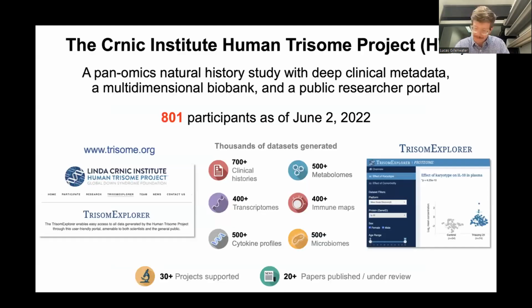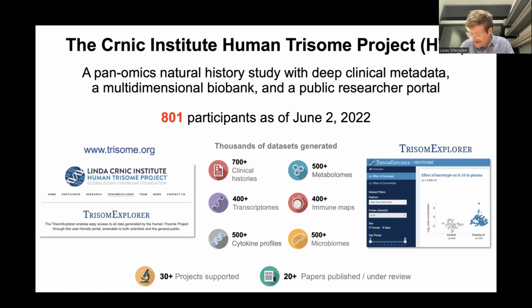types of data. And the Linda Crnic Institute at this campus, at the Anschutz campus, has developed the Human Trisome Project. And this is a panomics project, which means it's looking at genomics, proteomics, metabolomics, transcriptomics. And it's also studying the natural history of individuals with Down syndrome and using deep clinical metadata, creating this biobank that researchers can then use to better understand how these molecules interact and lead to these diseases.